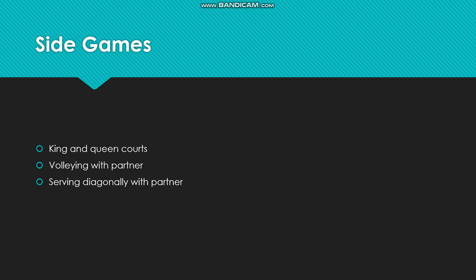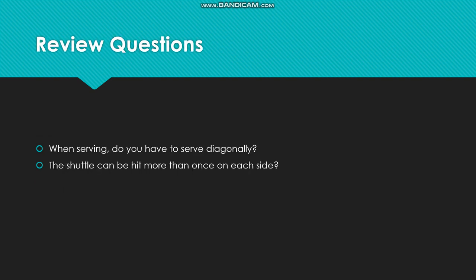You can work on all of the different shots when you're volleying with your partner, so you can work on hitting it to a side, or just work on all the shots with a partner. And then another thing is serving diagonal with a partner.